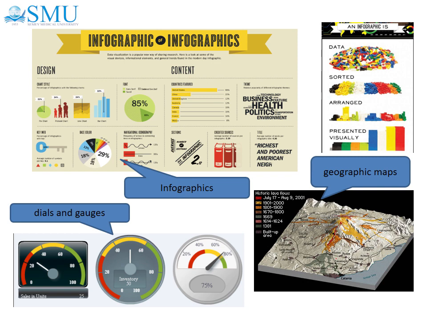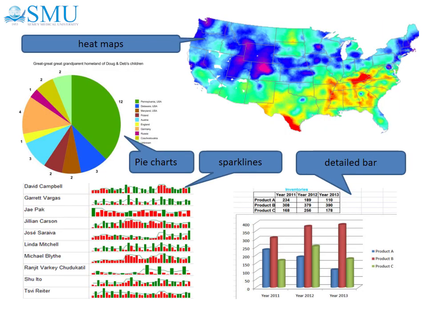Here are some examples of dials and gauges, infographics, and geographical maps. Also in the next slide you can see heat maps, pie chart, sparklines, and detailed bars.